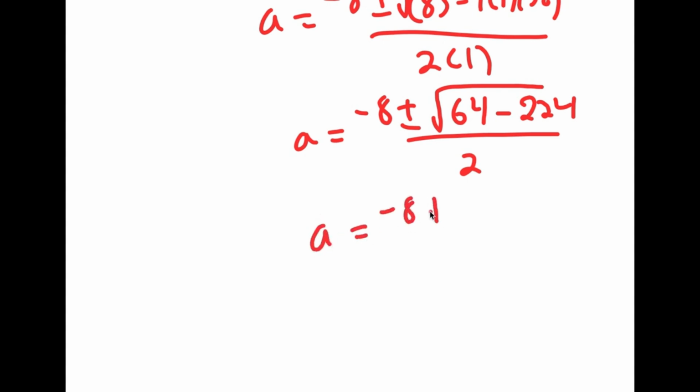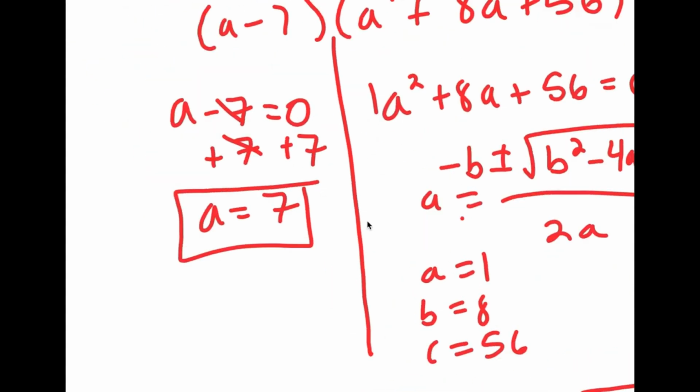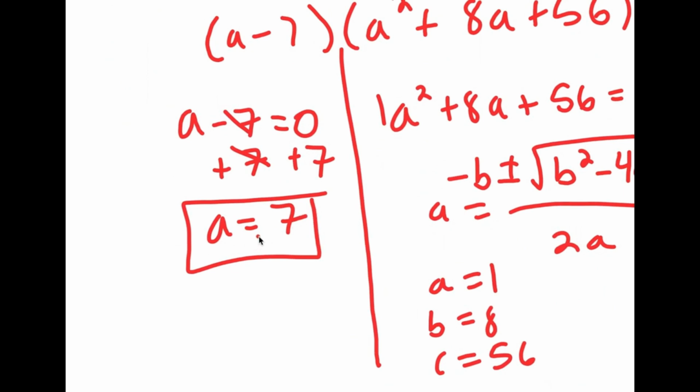And this turns to negative 8 plus or minus the square root of negative 160. And notice how we have the square root of a negative number, so this will not work. So our only solution is a equals 7.